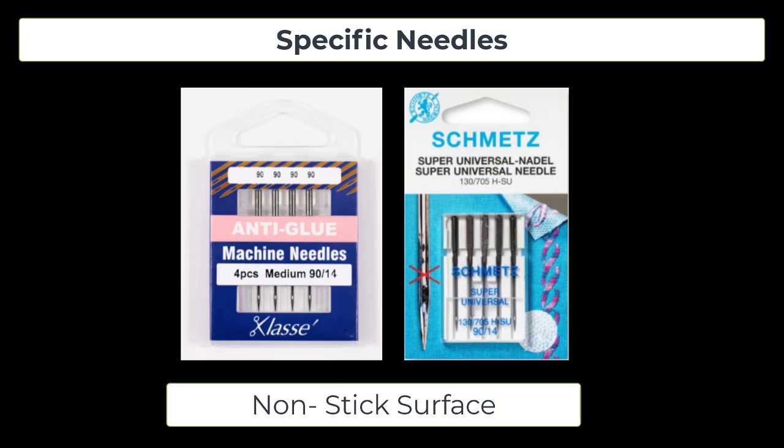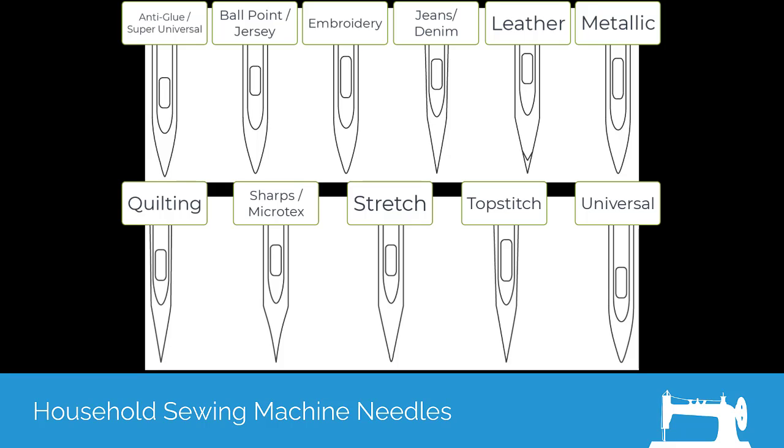Specific needles. This is a fairly new product, the non-stick or the anti-glue needles. Class A calls theirs anti-glue. Schmetz, they're the super universal. They both have a non-stick surface, and these needles are designed specifically to work with the tacky stabilizers, and they work quite well. This is just a graphic showing again the different needle points and tips.